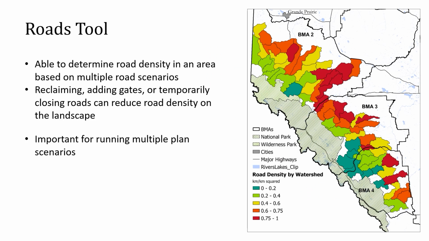With the roads tool, we are able to determine road density in an area based on multiple road scenarios. By reclaiming, adding gates, or temporarily closing roads, we can reduce road density on the landscape. It is important for running this tool that we run multiple plan scenarios to determine the best course of action when adding roads to the landscape.